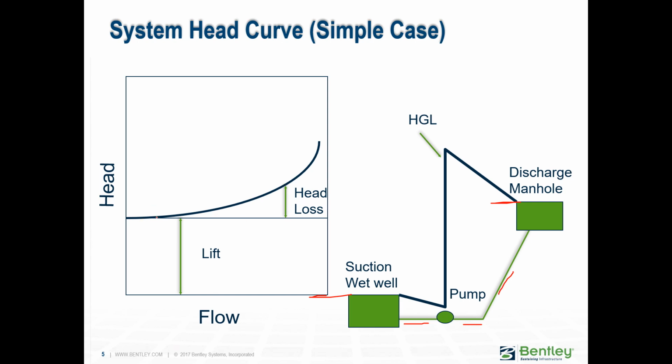So if you have to just pump a little bit of flow, then mostly the head that you'd be providing is the lift. But as the flow increases, you're trying to put more water through that pipe, so there's going to be more friction, therefore more head losses. A typical system head curve would look something like this. And the steeper it looks, the more head losses, right? The flatter it looks, the less resistance or head loss there is.